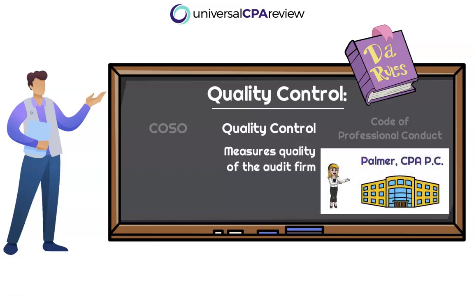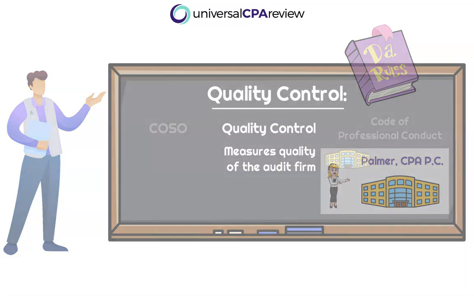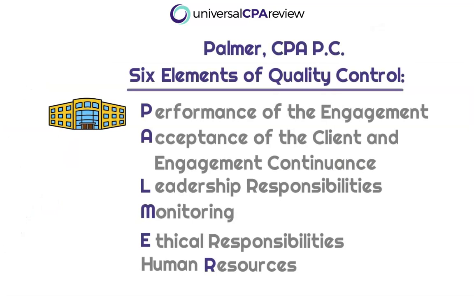We want to make sure that the audit firm is doing business in a manner that is acceptable by the professional standards setting body. All right, so we got to remember Palmer CPA PC, and this is going to consist of the 6 elements of quality control standards. Okay, and anybody can remember the 6 elements of quality control. But this sim is testing your ability to think critically about the characteristics of each of those elements. Okay, so starting with this first description.